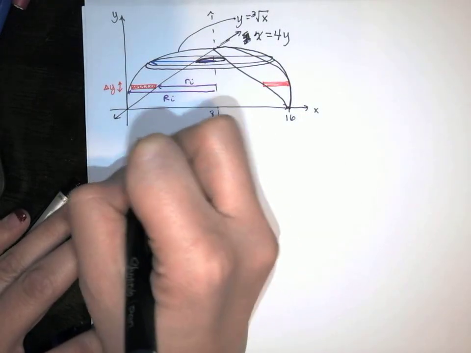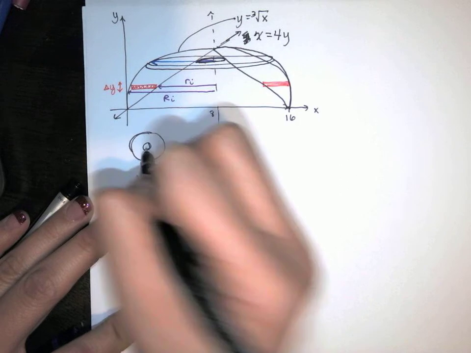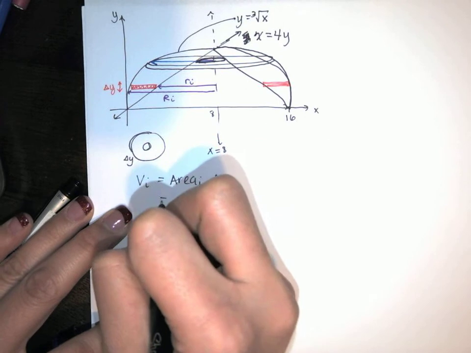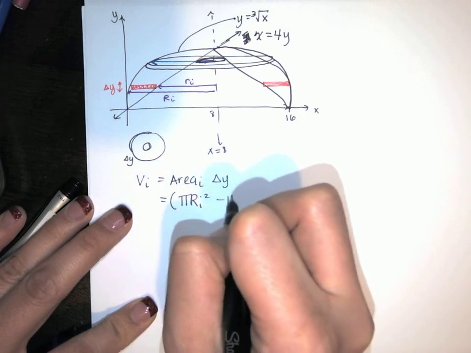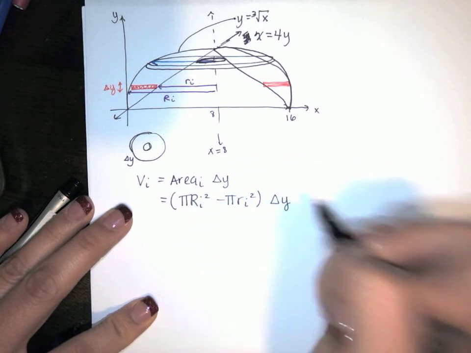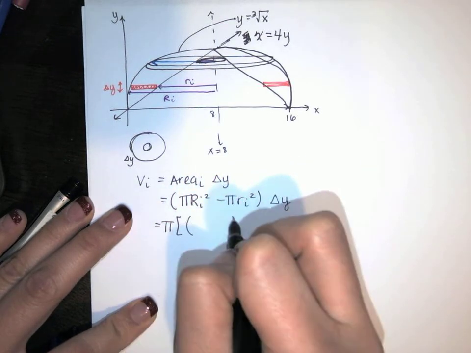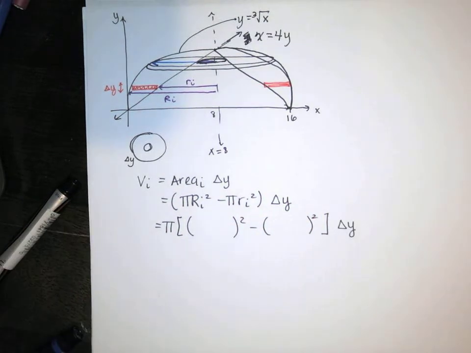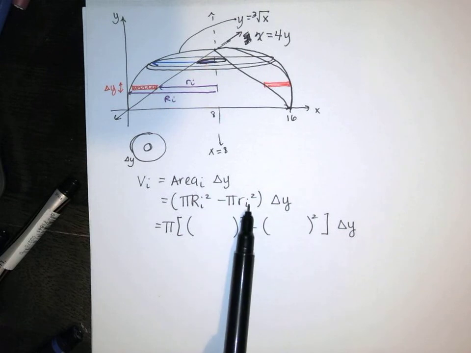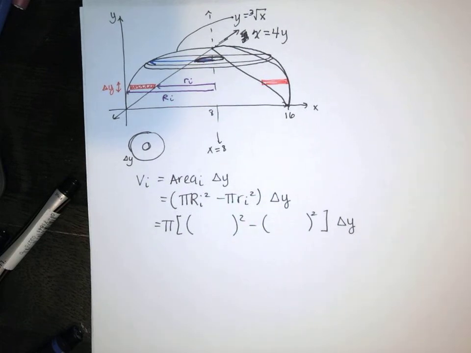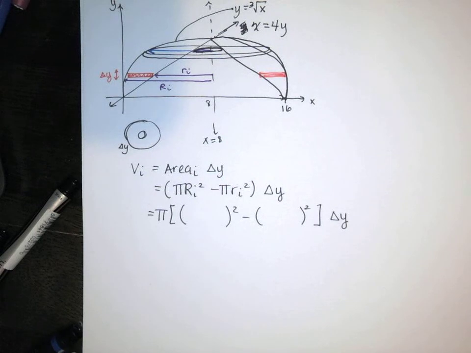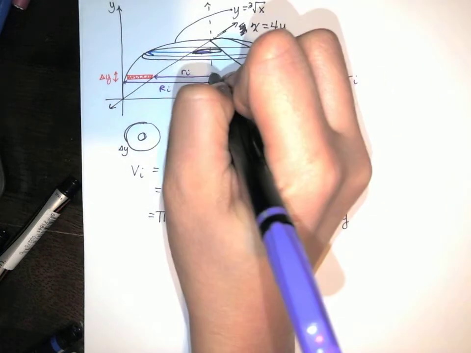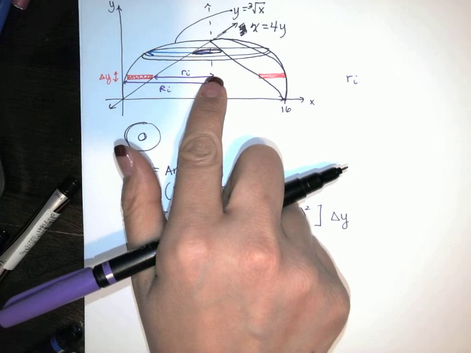All right, so the volume of one of these is area times delta y. Area is the area of the large circle minus the area of the small circle. And we can factor out the pi's, leaving space for the larger radius and the smaller radius and delta y. Now I just need the inner radius in terms of y and the outer radius in terms of y. Well, outer or inner radius, notice that it's a horizontal distance. Whenever you have a horizontal distance, you're going to do x on the right minus x on the left.